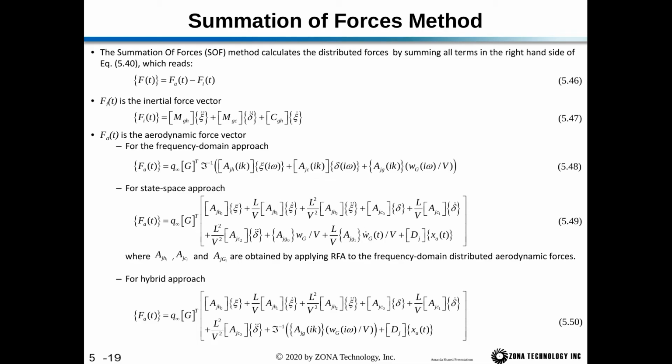And then lastly, for the hybrid approach, it's mostly the same except for the gust. We now replace this AJG0 times WG over V plus L over V times AJG1 times W dot G of T over V. We replace that by the inverse Fourier transform of AJG of I of K times WG of I omega over V.